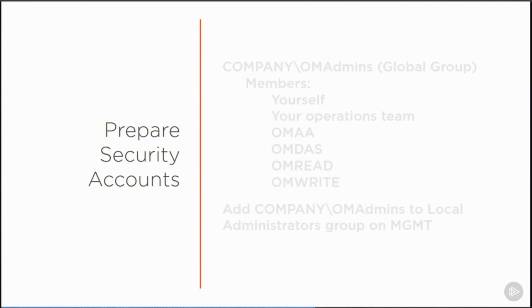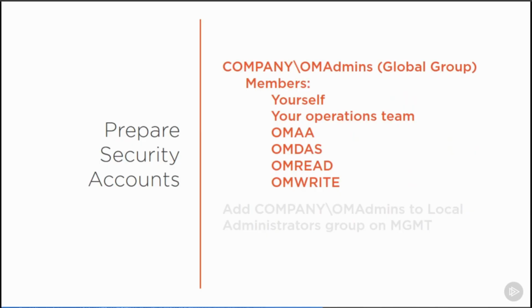All of these accounts here then need to be added to a global group called OM admin. There inside of your domain, company.pri, create a global group, call it OM admins if you want, and then add in those four accounts, OMAA, OMDAS, OMRead, and OMWrite to that global group. Notice here that the SQL Server account is not added to the group. Also add yourself, your user account, and the user account of any member of your operations team that should have access then to work with the Operations Manager console.